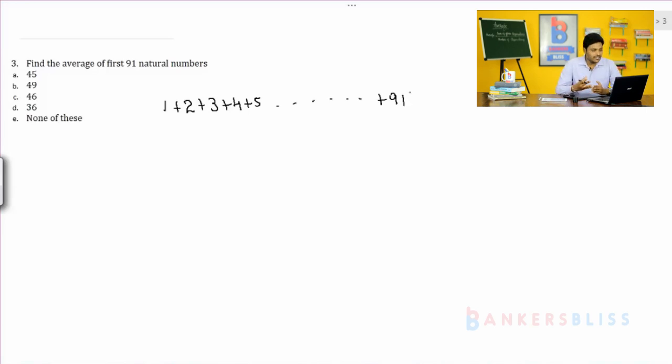Orally to calculate this one is impossible in the given period of time. So, 1 plus 2 plus 3 plus 4 plus 5 till 91. Do not go for the traditional method. For the sum of the first n natural numbers, you have a formula: sum of n natural numbers is equal to n into n plus 1 by 2, for the series which starts from 1.